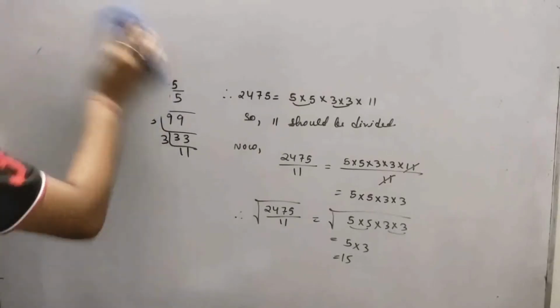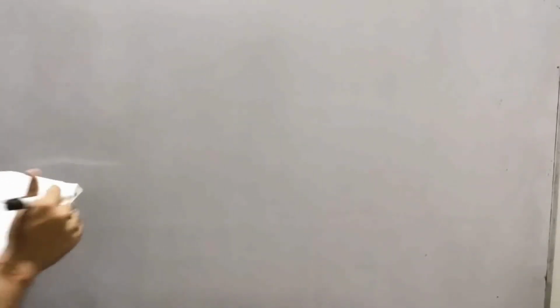Okay, still I will do. So question number 6, find the smallest number by which 4851 must be multiplied. Okay, so factorize it first.